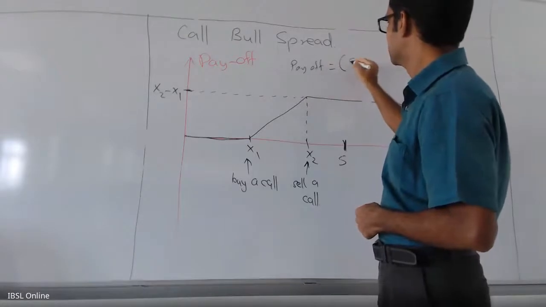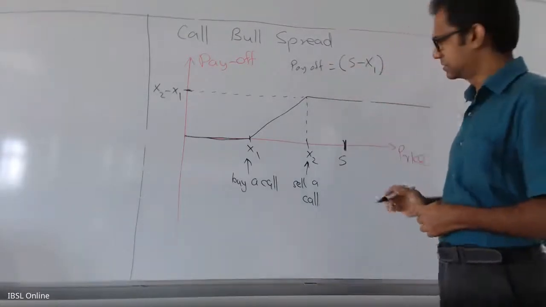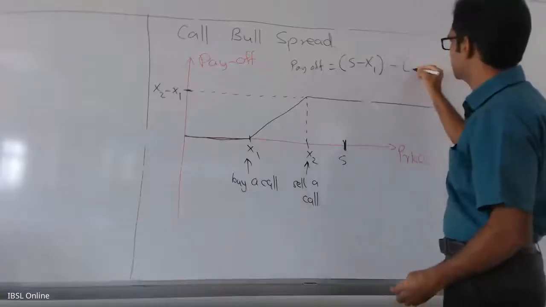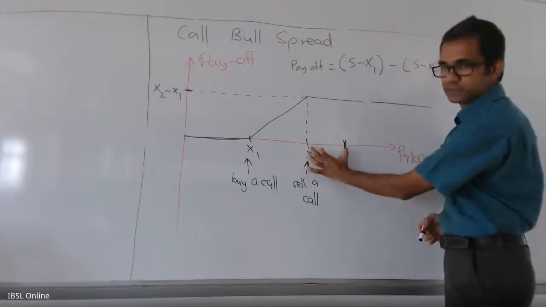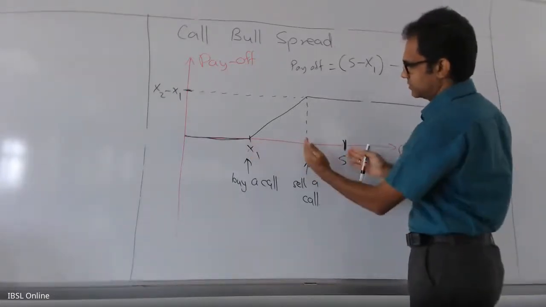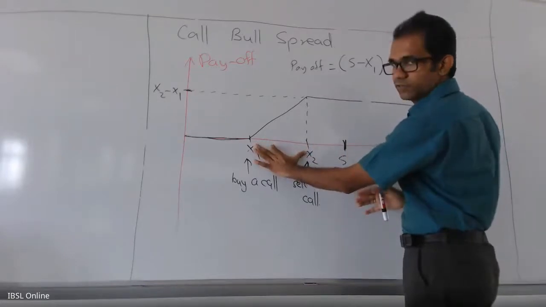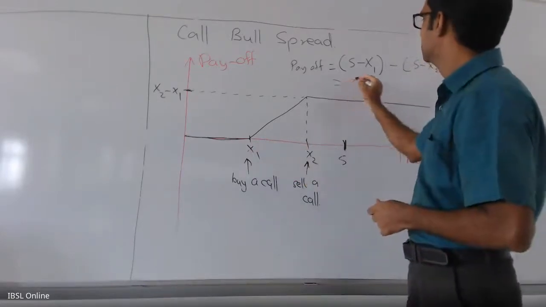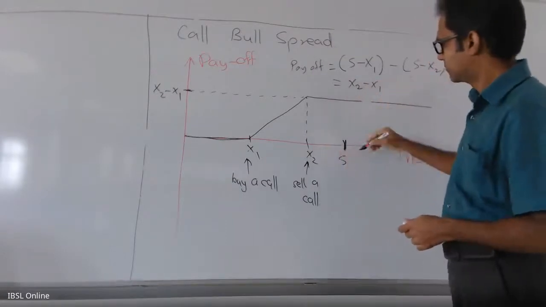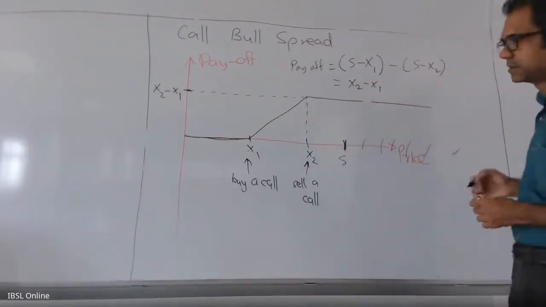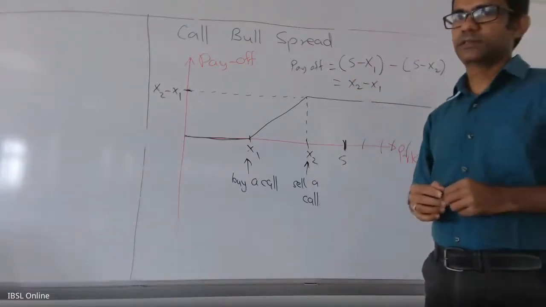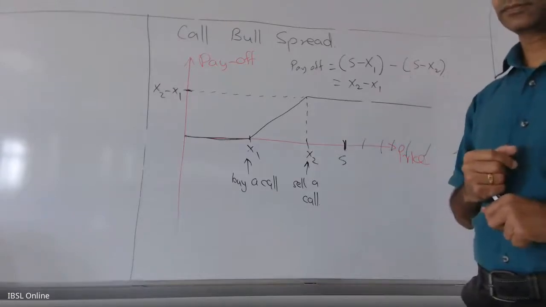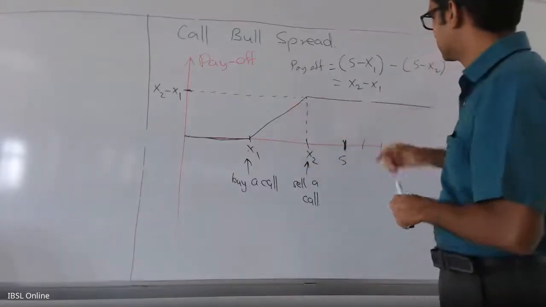So your payoff is what you receive, S minus x1, and you pay S minus x2. You receive this, you pay this. What is left with you? The difference between these. Whatever the price here, your payoff is limited to x2 minus x1. Clear? That's why the payoff diagram is like that.